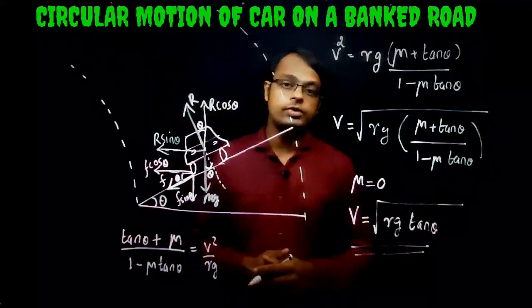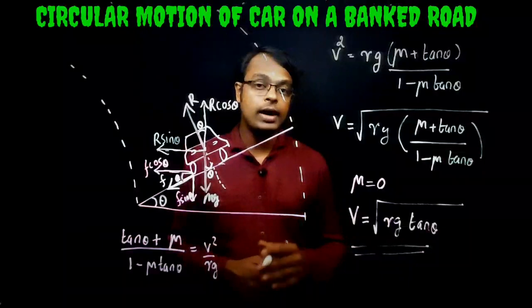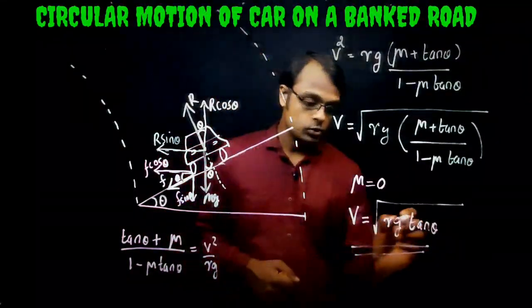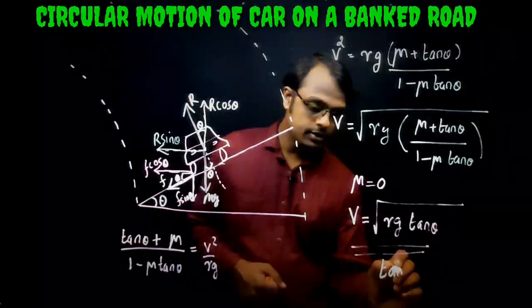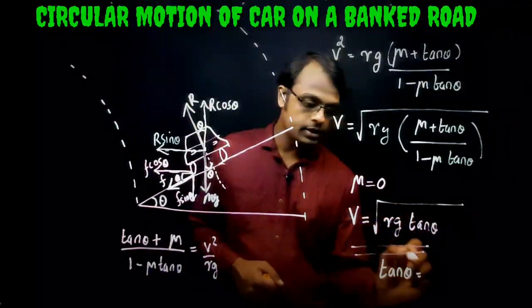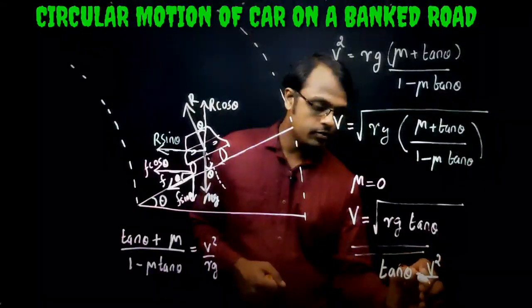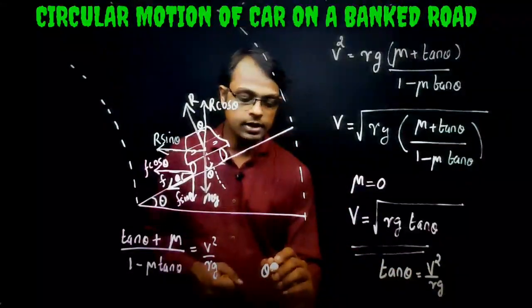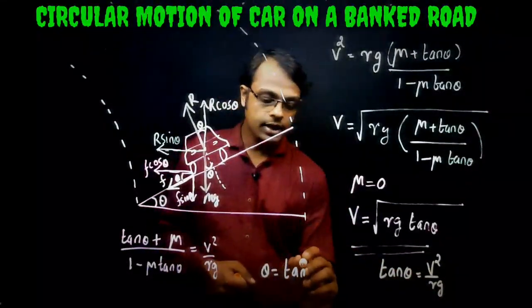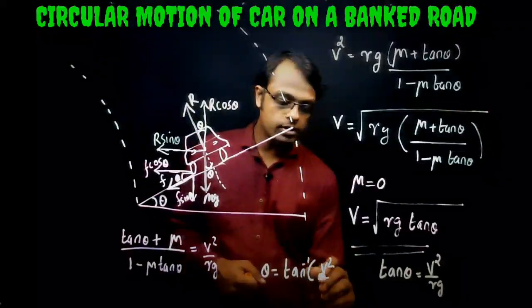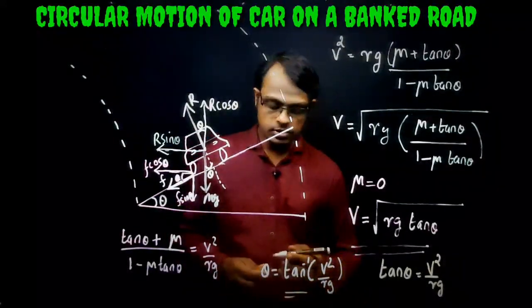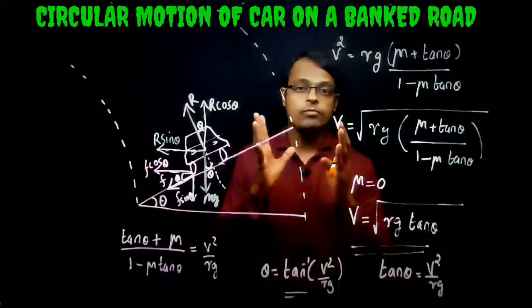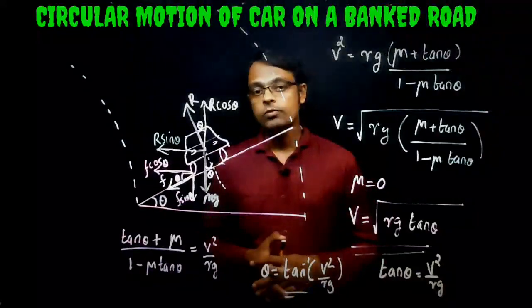So from this equation we can also calculate the angle of banking for the minimum wear and tear. What is the formula here? Tan theta is equal to v square divided by rg, or we can say that theta is equal to tan inverse of v square divided by rg. So this is the way to calculate the angle of banking for minimum wear and tear.